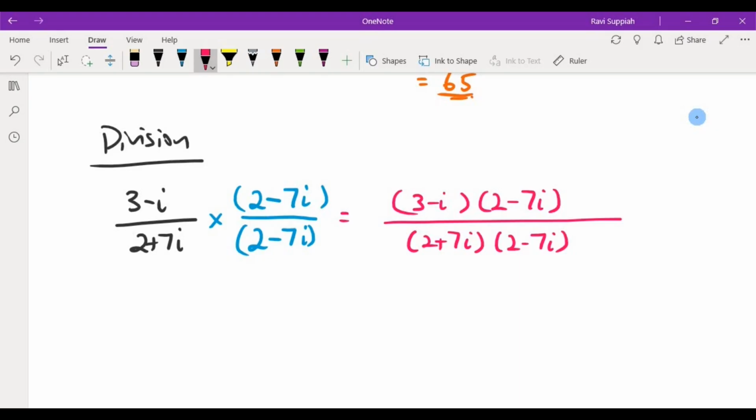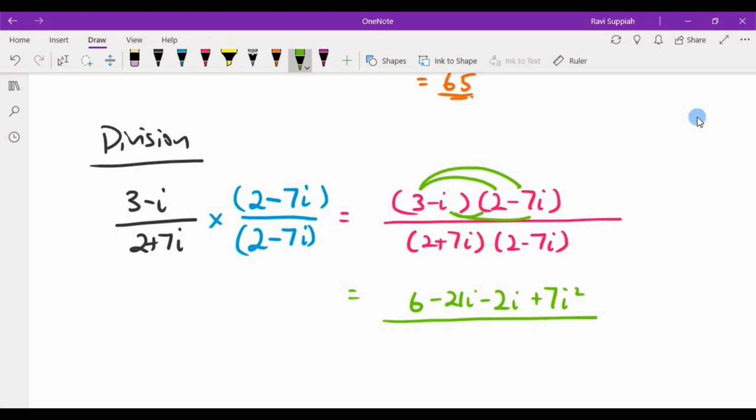So for the top part here, 3 times 2, which is 6, minus 21i minus 2i, minus the minus is plus 7i squared. And the denominator is 2 into 2 is 4, negative 14i, 7 and 2 is plus 14i, and negative 49i squared.